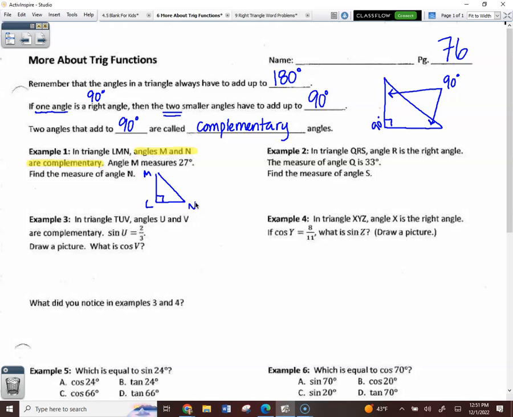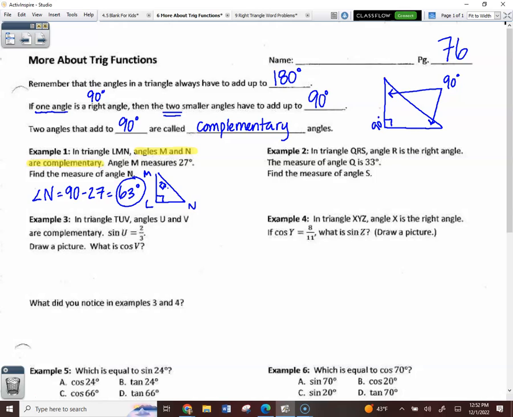So if M is 27, then N has to be 90 minus 27, which is what? 63. That's easy money. Okay, do that one.